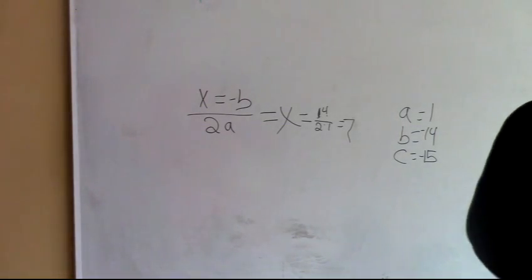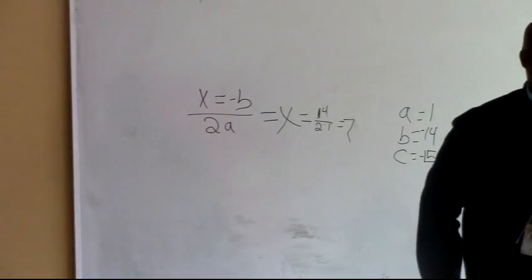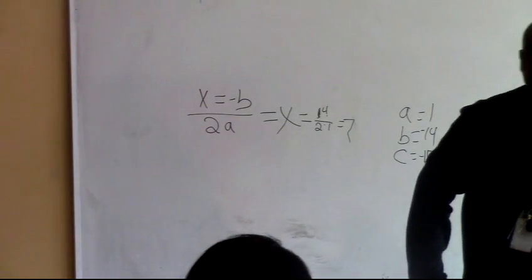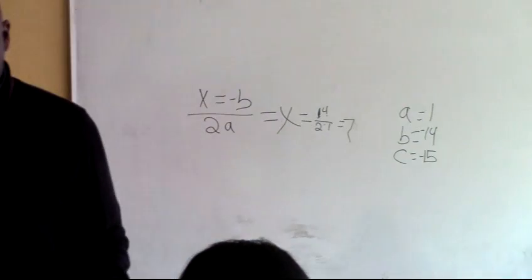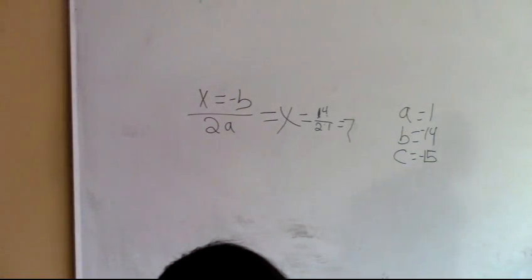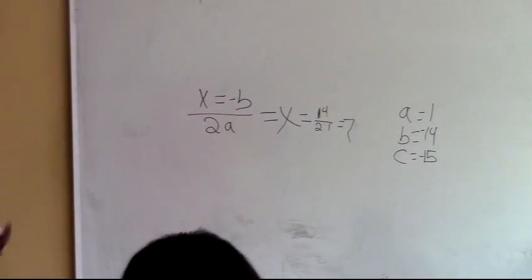Number 5. What do we have to find for number 5? You gotta find the maximum. So that's what we're doing. Once you put it in, you gotta find the maximum.